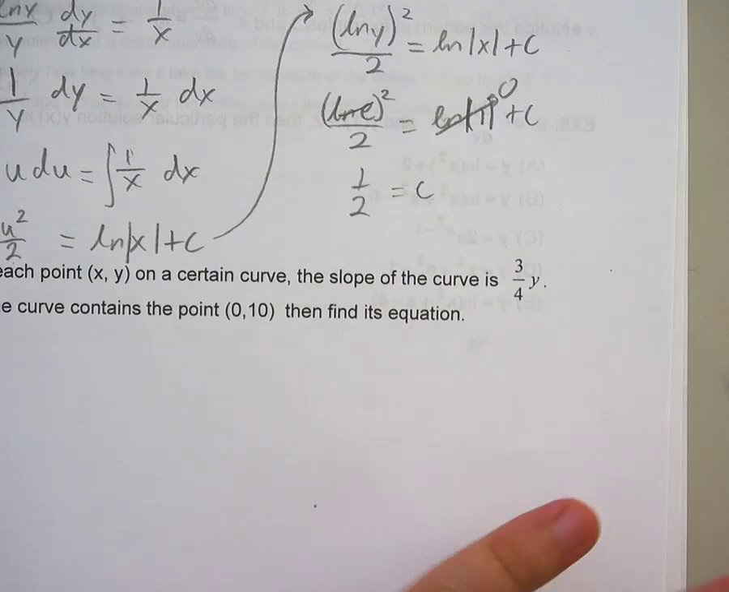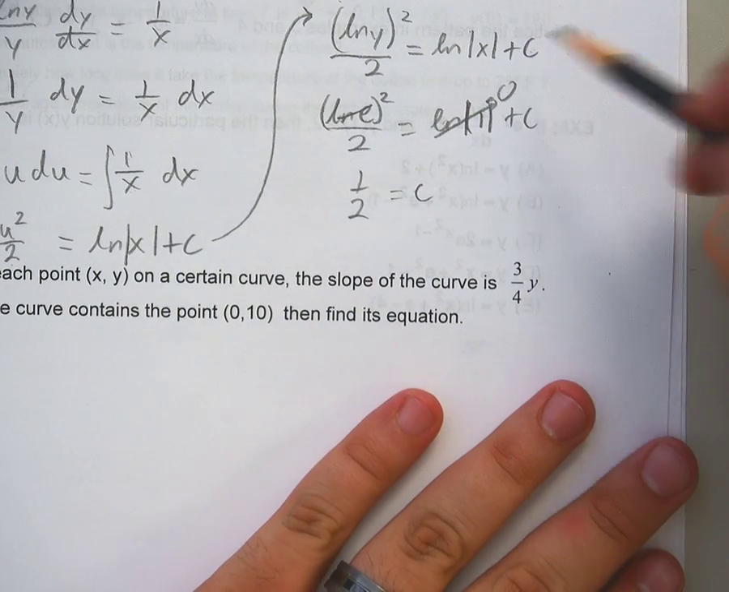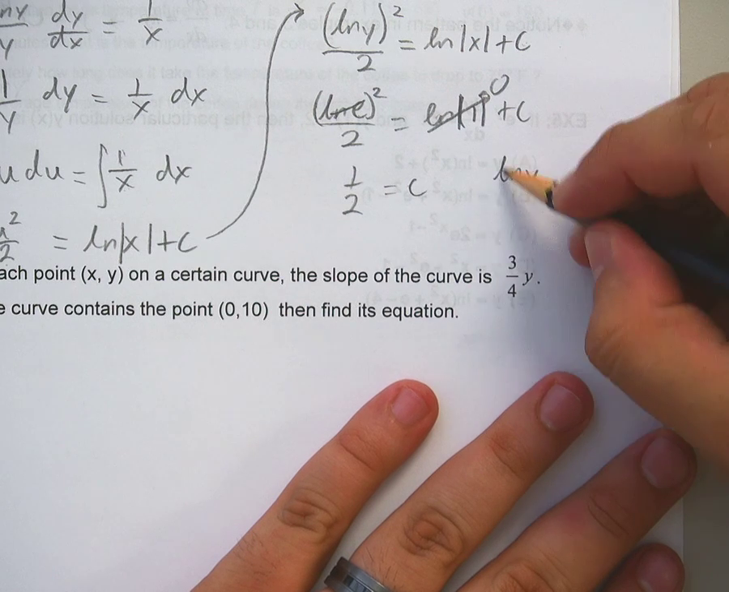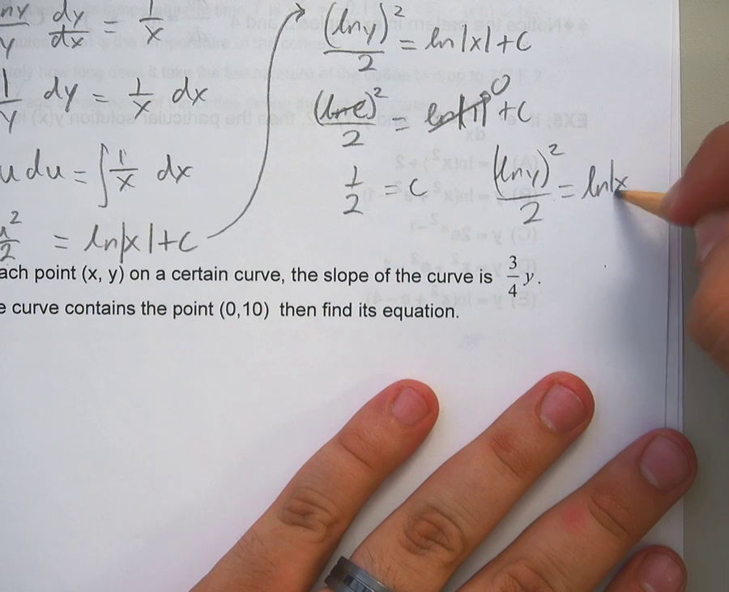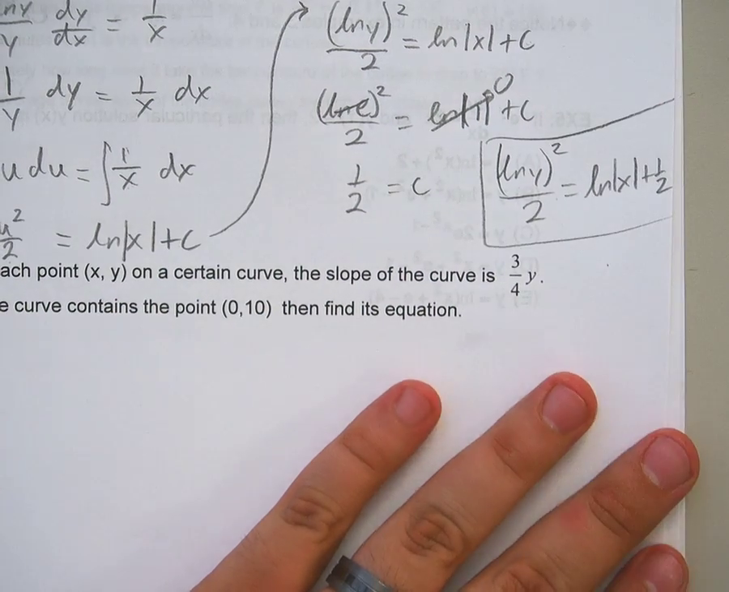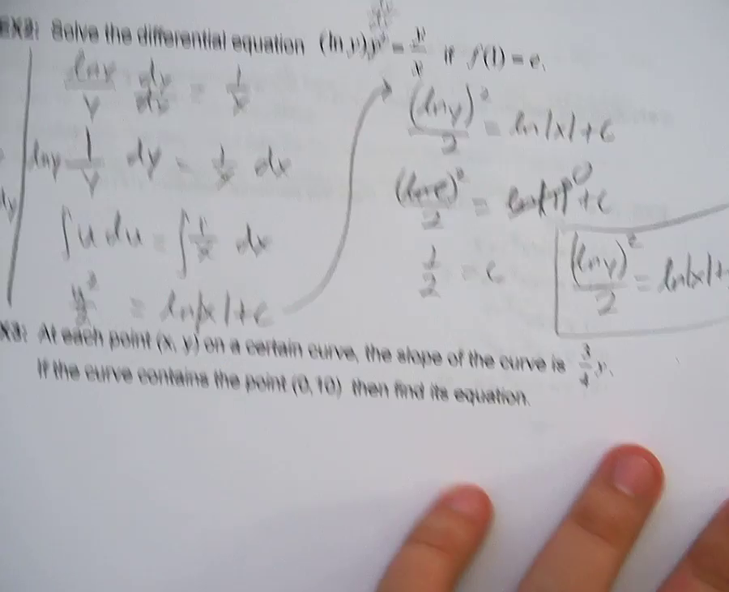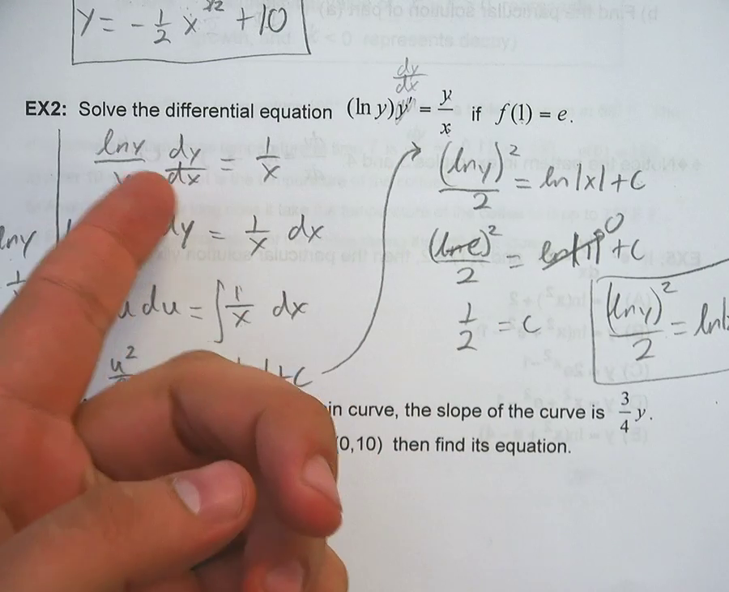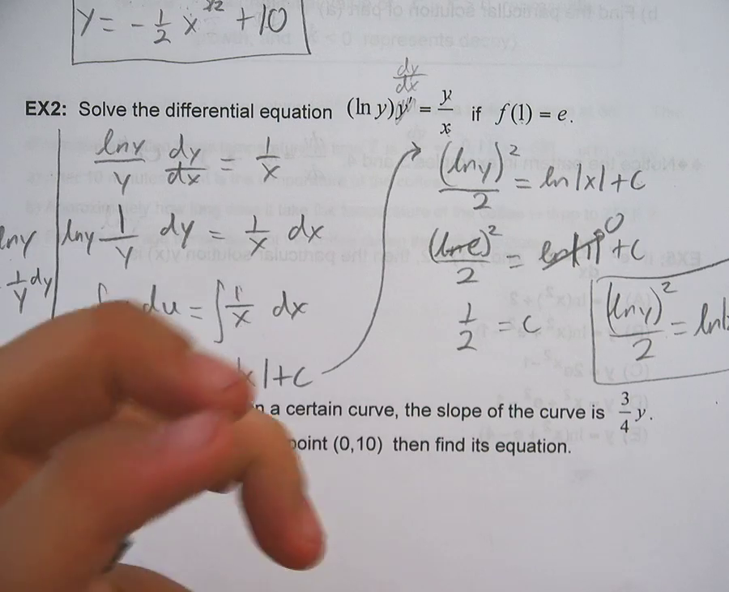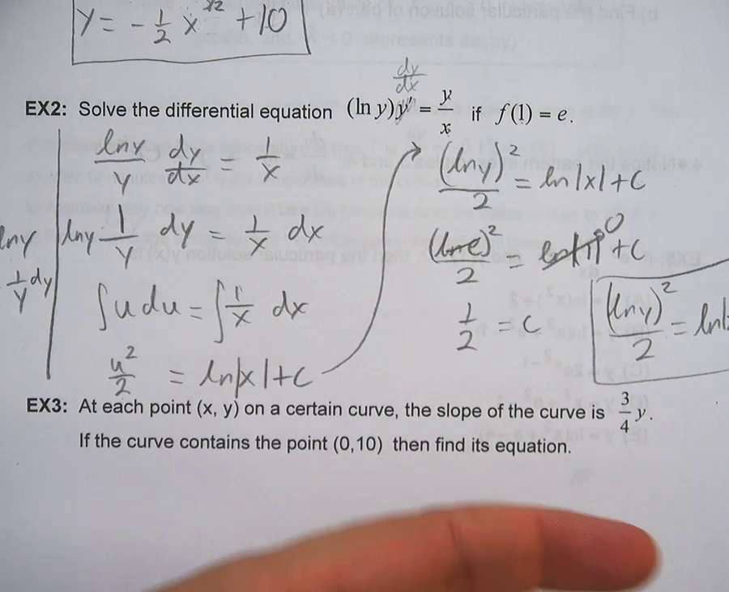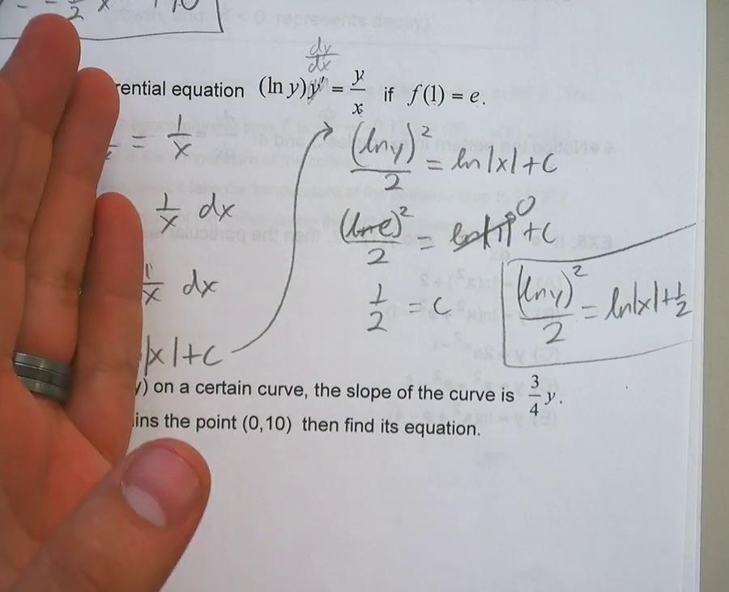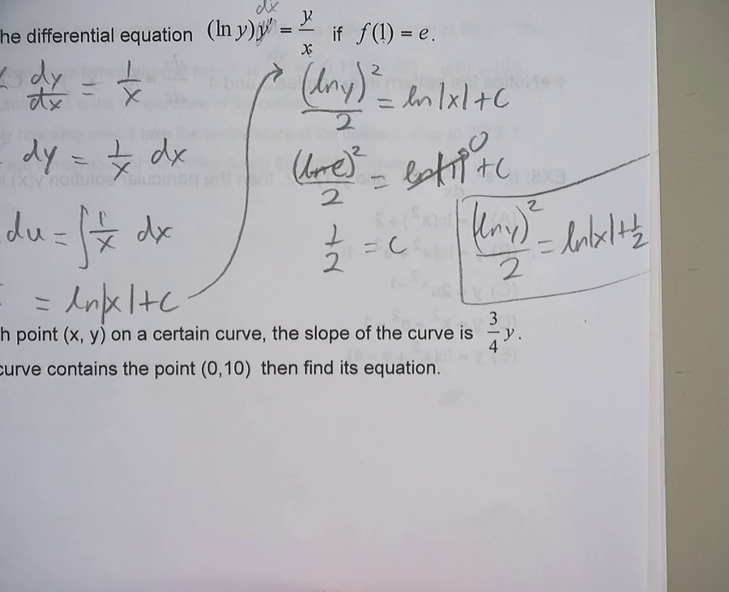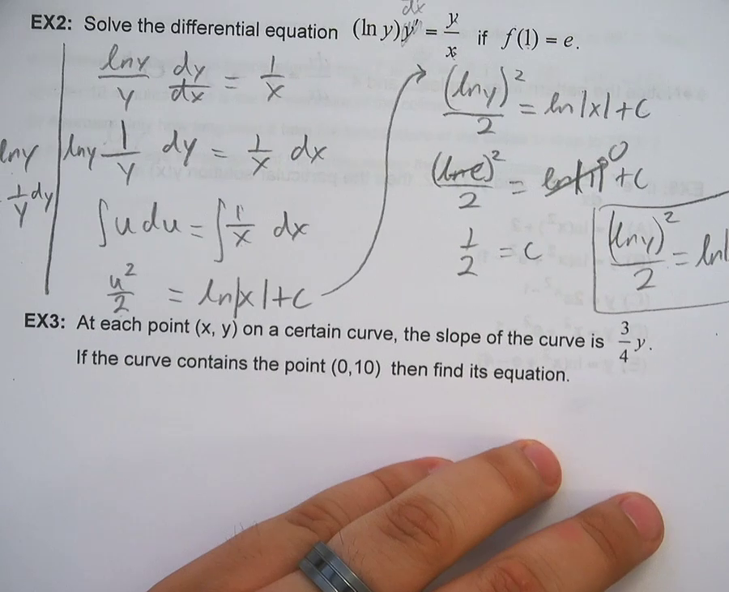So that leaves us with, and I'm just going to leave it in this format right here, the natural log of y squared over 2 equals natural log absolute value x plus 1/2. I can leave it like that because it just says solve the differential equation, but it doesn't say that it wants me to find f of x, or find y. It just wants me to solve it, figure out what the equation is. Fantastic. I'm done. I've got my differential equation, and I'm ready to move on.